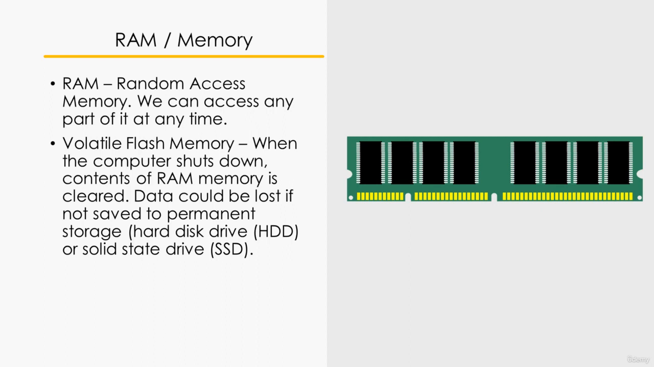And each one has a number assigned to it. So RAM is volatile memory, and this simply means that when the computer shuts down, the contents of RAM memory is cleared. Now, data could be lost if not saved permanently. So of course, permanent storage here refers to your hard disk drive, so HDD, or you probably have a solid state drive, an SSD, or a combination.